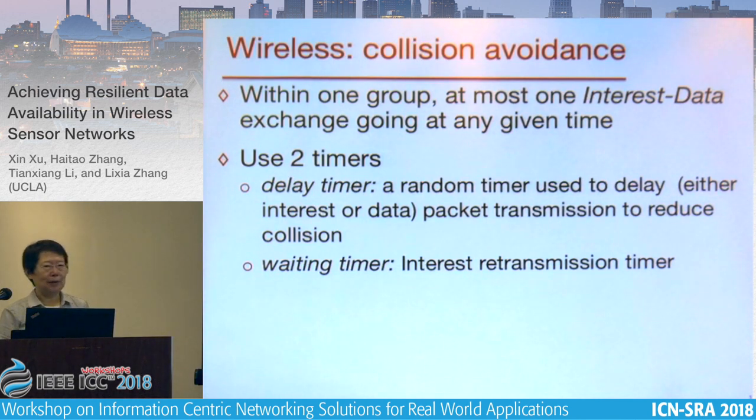One is a delay timer. This is very much like the CSMA/CA, that is collision avoidance. You play a random timer before you transmit, and that reduces the chance of collisions. Doesn't matter whether it's data or interest packets. If you want to transmit, after only a little time variance, sense the channel, minimize the collision.